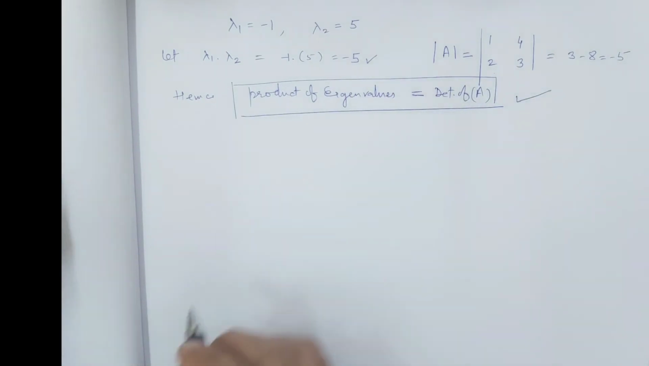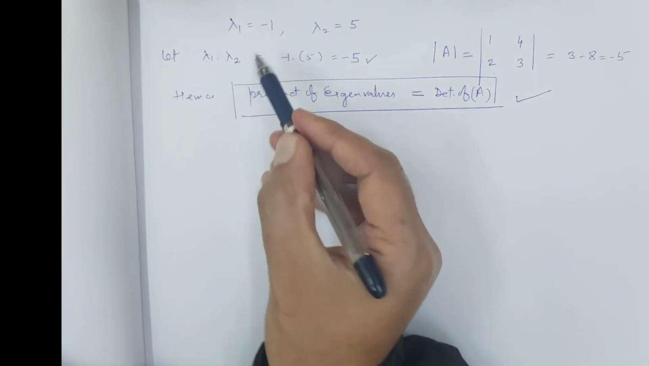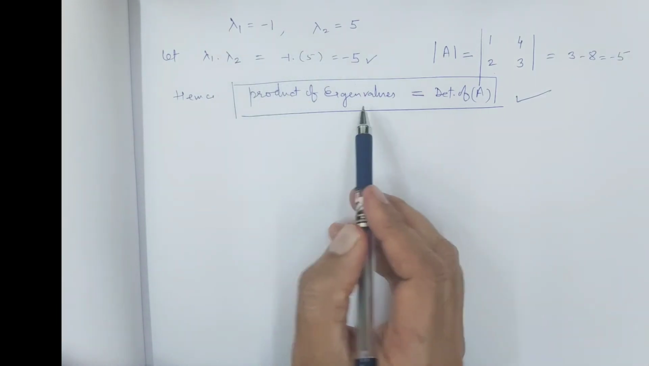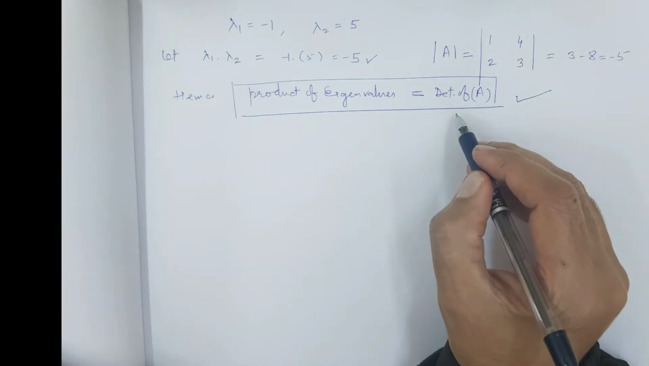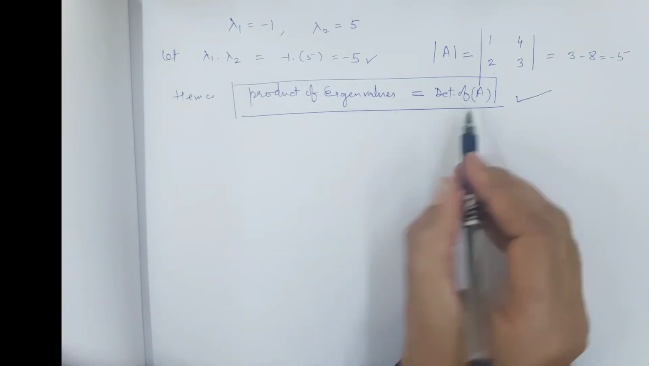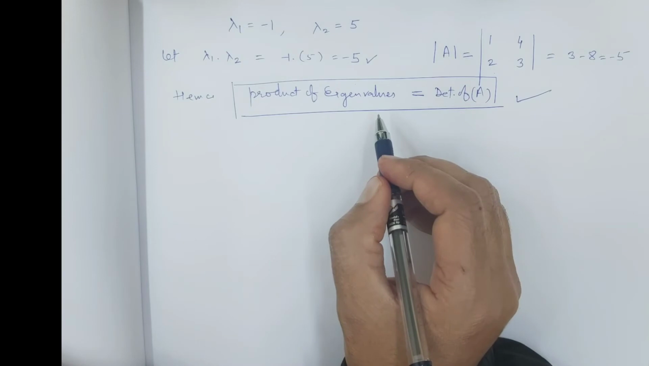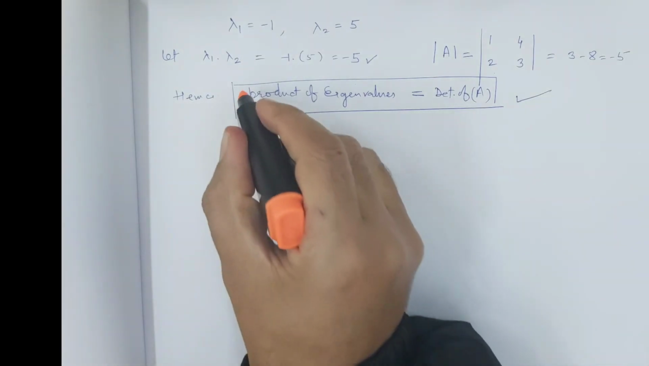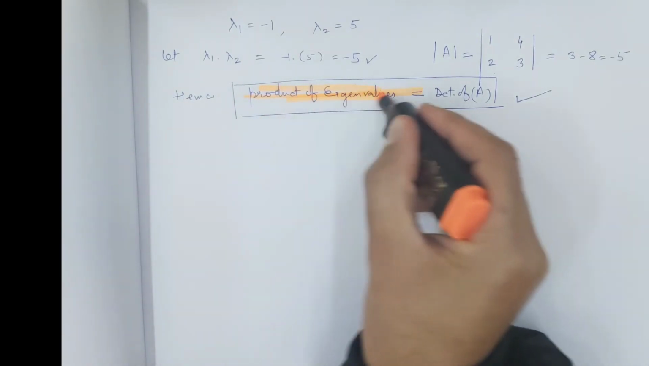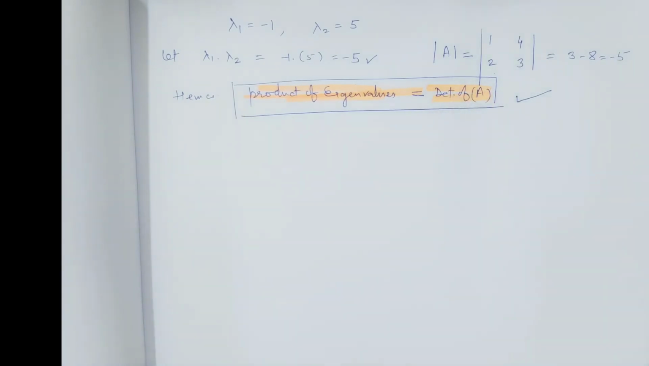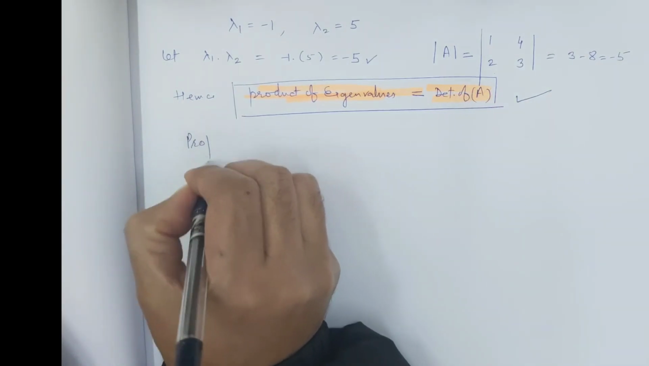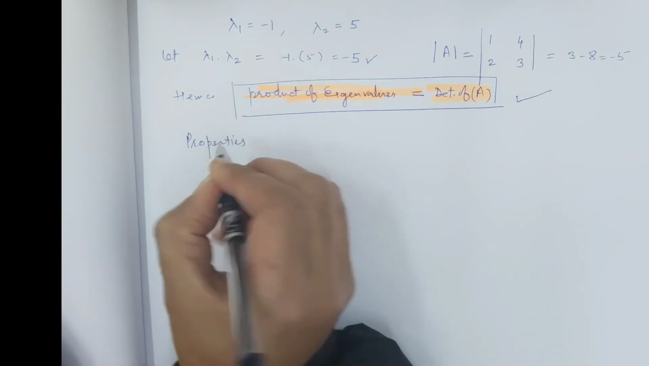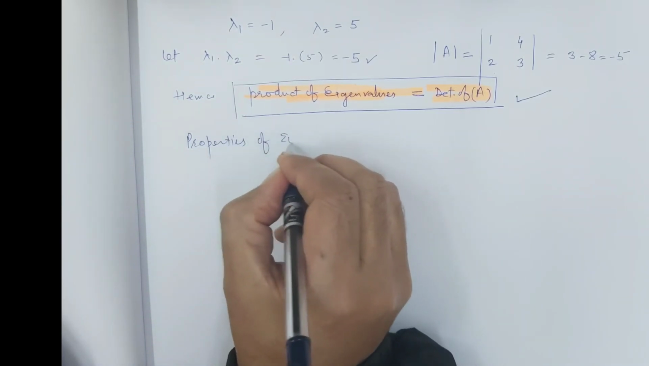ये आप इस टाइप से चेक कर सकते हैं. आइगन वैल्यूज निकाल के उसका प्रोडक्ट क्या वो आपके पास डिटर्मिनेंट ऑफ मैट्रिक्स ए के बराबर आना चाहिए. अगर ये करेक्ट है तो इट मीन्स आवर आइगन वैल्यूज आर करेक्ट. दिस इज मोस्ट इंपॉर्टेंट टू नोट दैट प्रोडक्ट ऑफ आइगन वैल्यूज इक्वल टू डिटर्मिनेंट ऑफ ए. अनदर प्रॉपर्टी इज प्रॉपर्टीज ऑफ आइगन वैल्यूज.